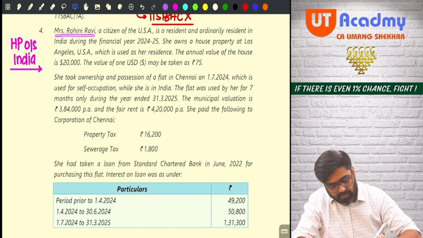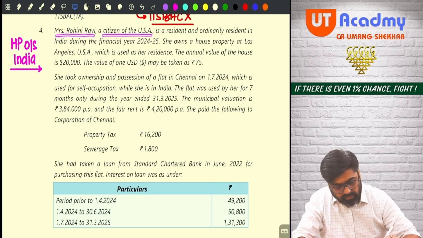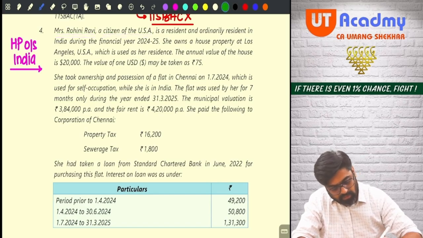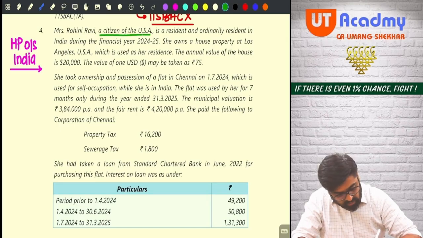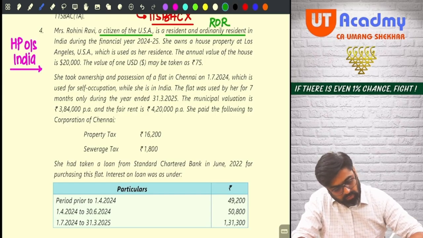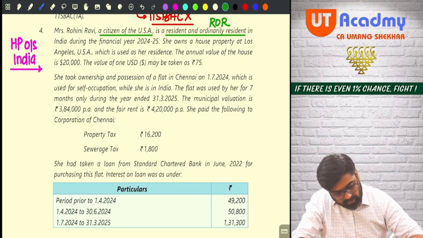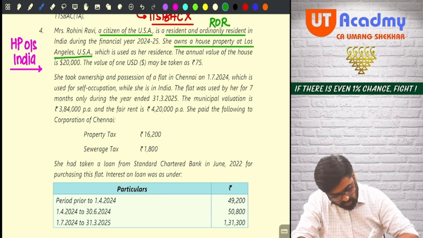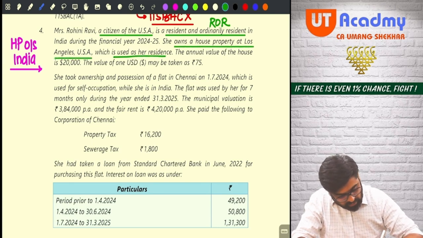Mrs. Rohini Ravi is a citizen of USA. So what? Even if she is a citizen of USA, her residency status is ROR. So she is ROR in India. She owns a house at Los Angeles, USA, used as her residence.